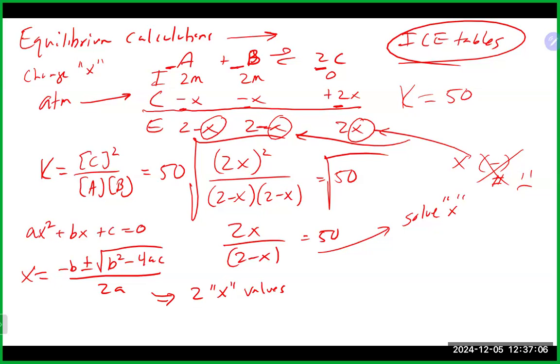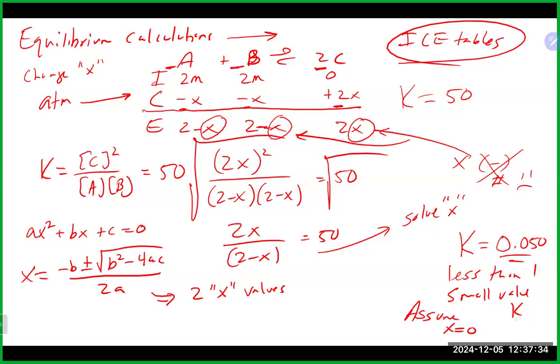The other way that we can solve these problems is based on our K value. So if I had a K value of 0.05, that is less than 1. And that's considered a small value of K. And when you do have a small value of K, that is the situation, and really the only situation, that we can do an assumption. And we could assume in this case that X is equal to 0. That's because we have a small value of K, which means when we reach equilibrium, we should mainly have reactants. So the change part is not going to be that much, and it will be negligible.